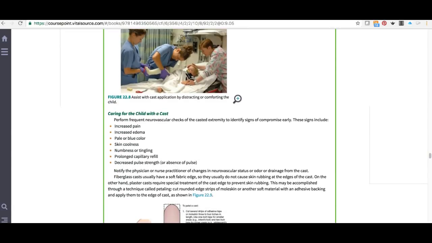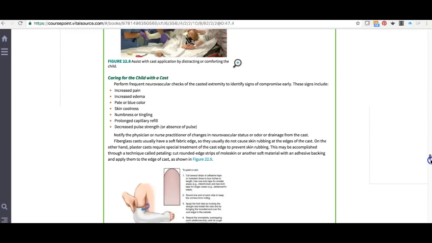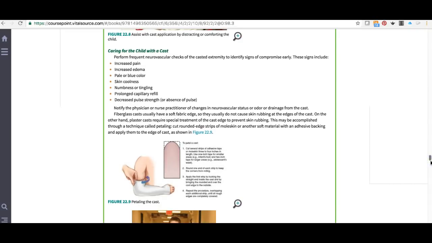All right, this is what I want you to see. How to take care of a kid with a cast. In addition to the traction, I'm getting to that one too. All right, some things to look for, okay? And these are things that are going to indicate maybe a possibility of a compartment syndrome coming on, okay? Increased pain, increased edema, pale or blue color, skin coolness.